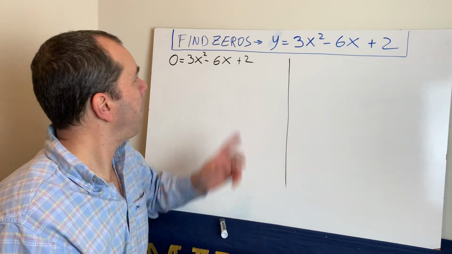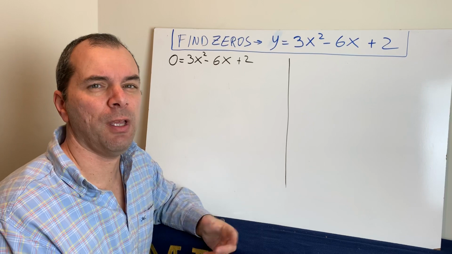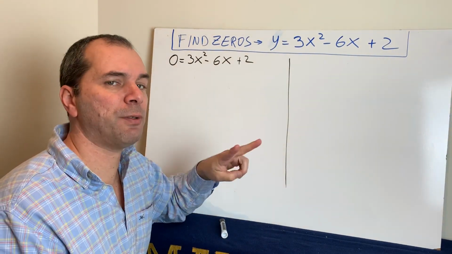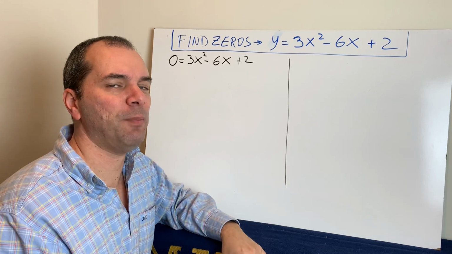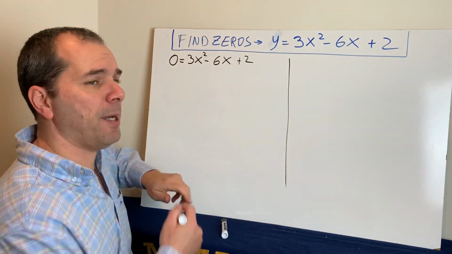One more example, finding zeros, y equals 3x squared minus 6x plus 2. To find the zeros, I need to make it equal to 0 first. And I got two choices, factor and solve, or use quadratic formula, but let's try quadratic formula. So that's my A, my B, and my C.